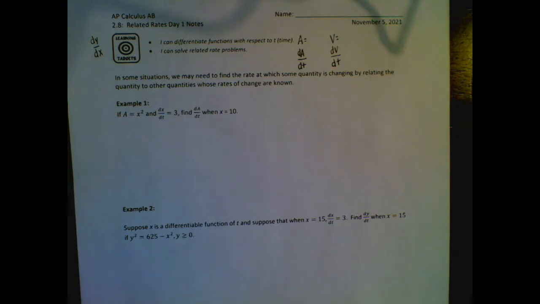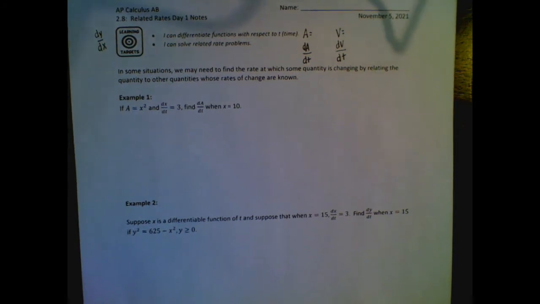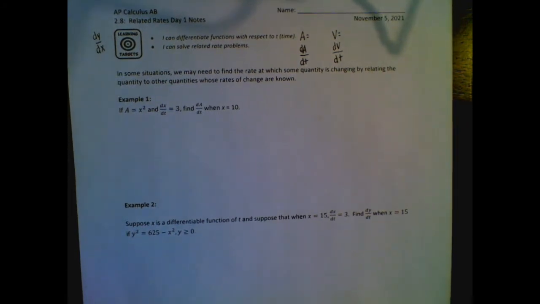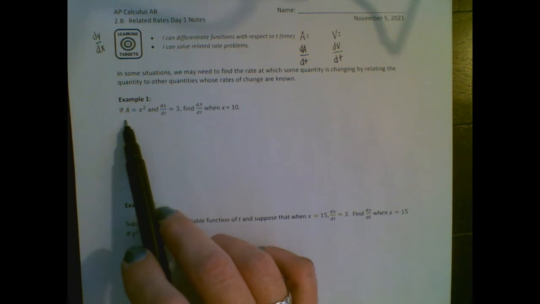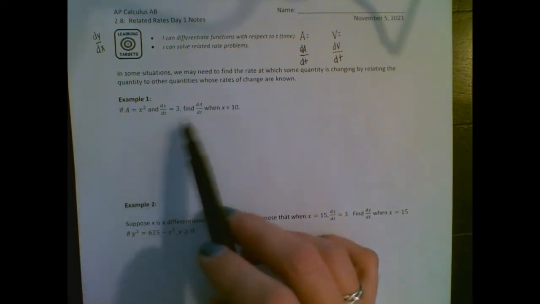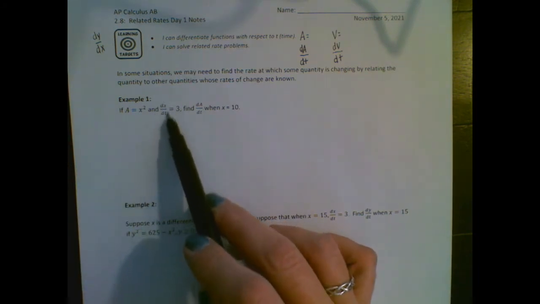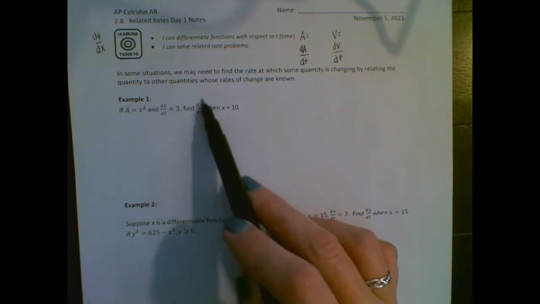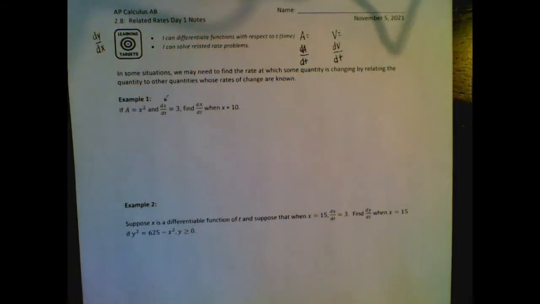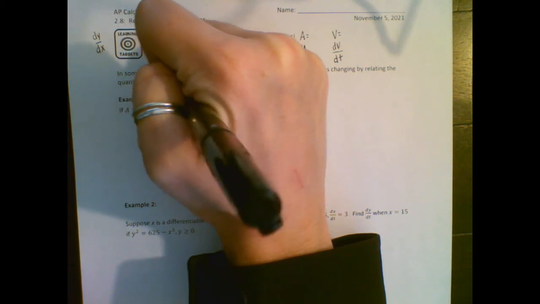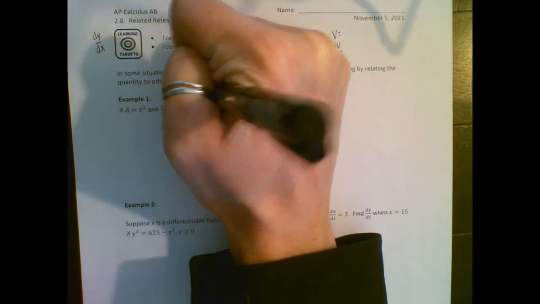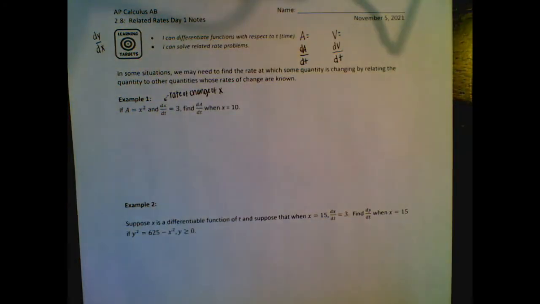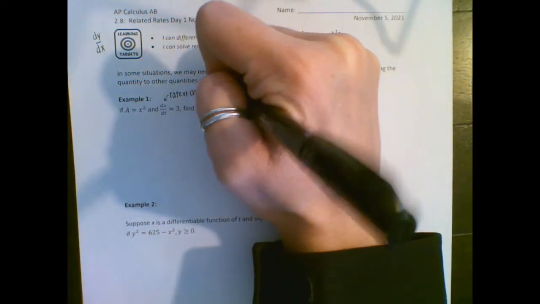So we'll start off with a basic example, and then we'll look through a couple of application type problems of when we might encounter this. So for example one, we're given A equals x squared. We're given some information about dx dt and we want to know about dA dt. So this dx dt is really telling us that this 3 is the rate of change of x, and we're taking the derivative with respect to time.